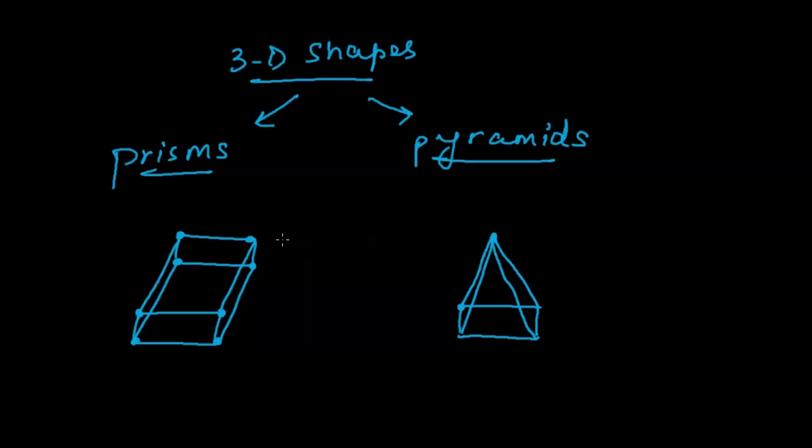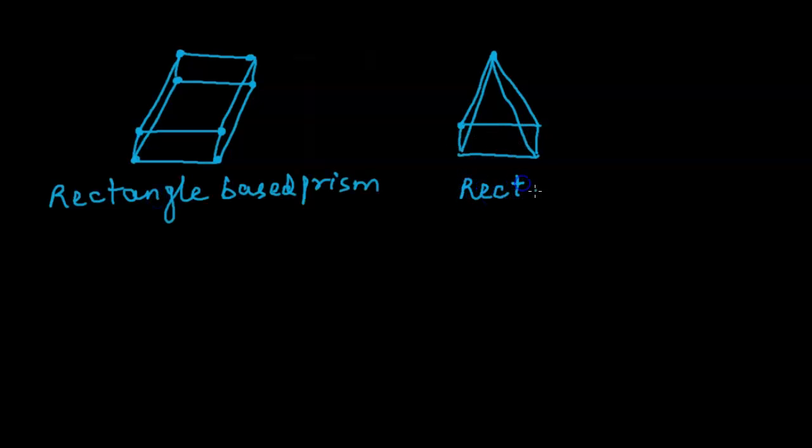There are different types of prisms and pyramids, and how do we decide their names? The names of prisms and pyramids are always decided on the basis of their bases. So in this case, we have a rectangular base, so we call it rectangle based prism. Here we have again a rectangular base, so we call it a rectangle based pyramid.